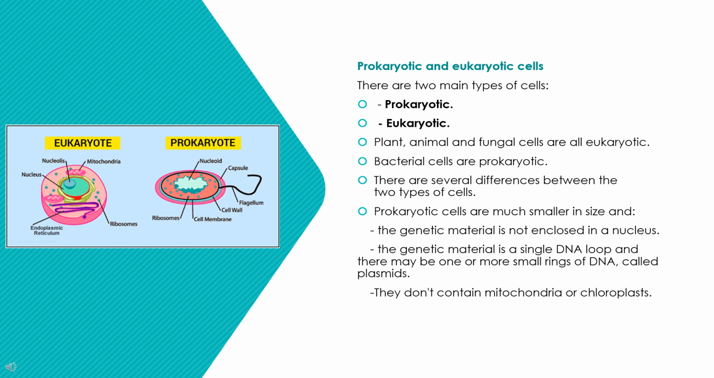The main ones are that prokaryotic cells are much smaller in size, and the genetic material is not enclosed in a nucleus. The genetic material is a single DNA loop, and there may be one or more small rings of DNA called plasmids.